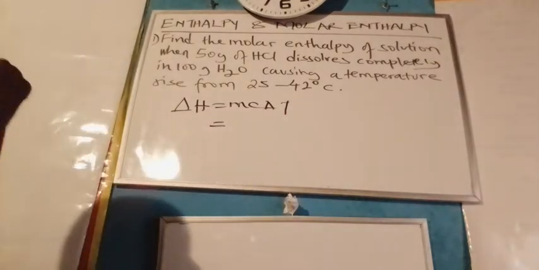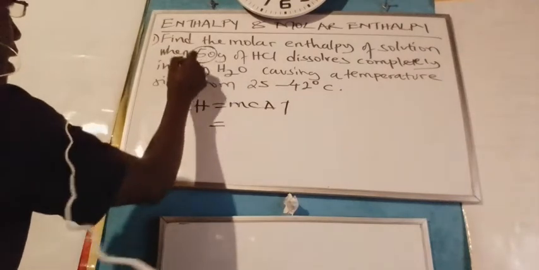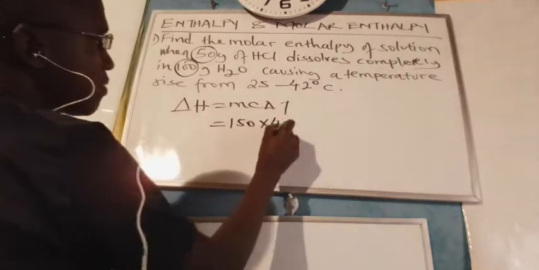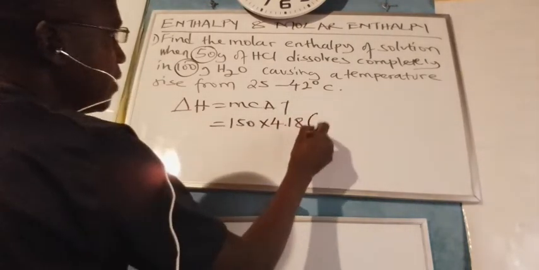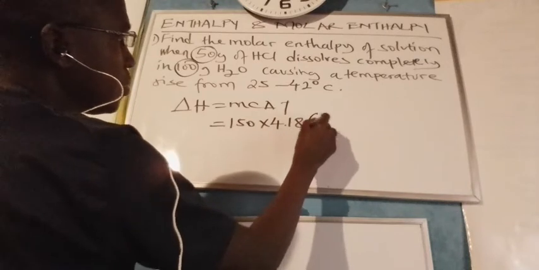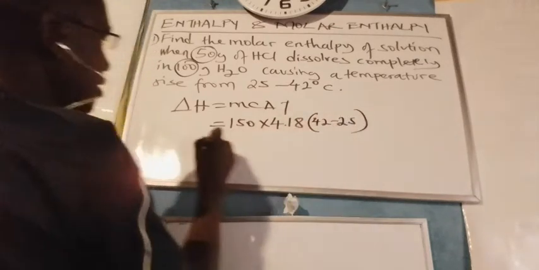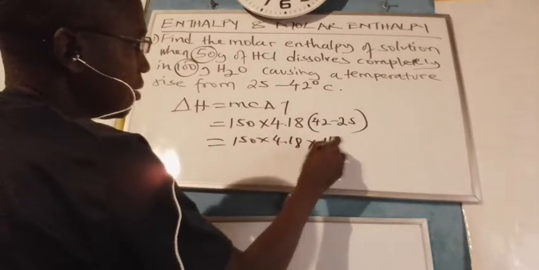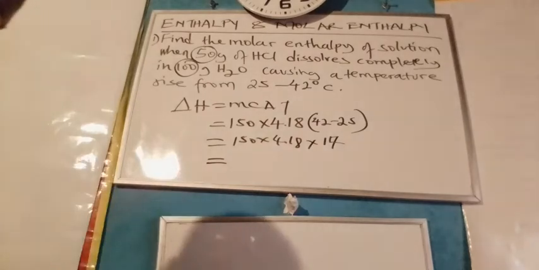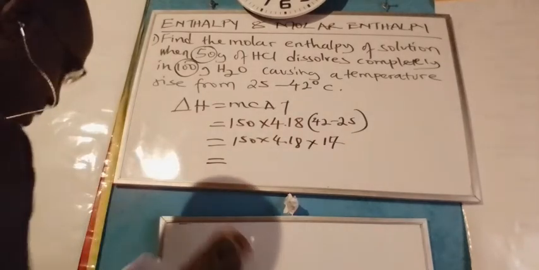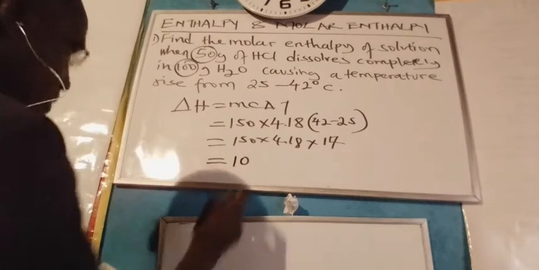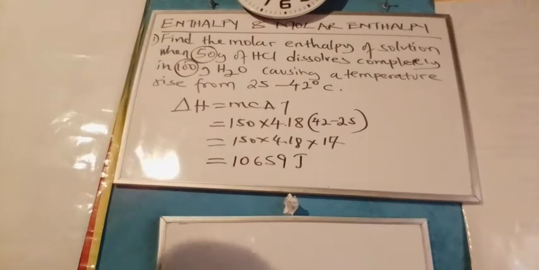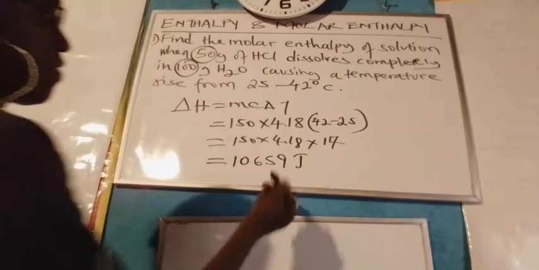In this case, the overall mass is 50 and 100, which is 150. Multiply by the specific heat capacity 4.18 and the temperature change, which is 42 minus 25. That gives us 150 times 4.18 times 17. And when you multiply that, what you get is 10,659 joules.